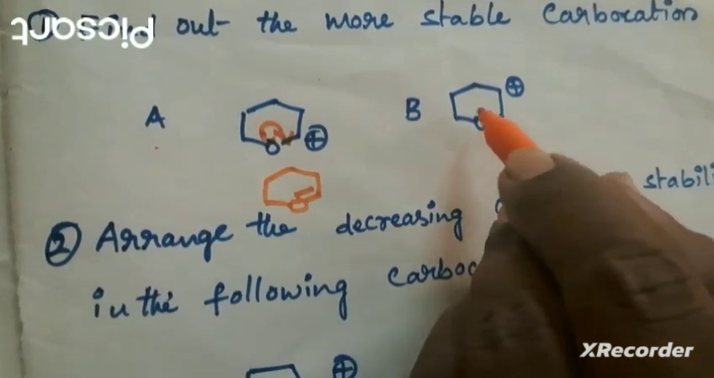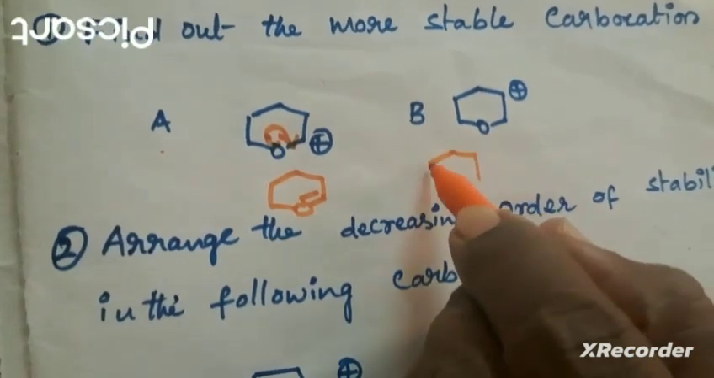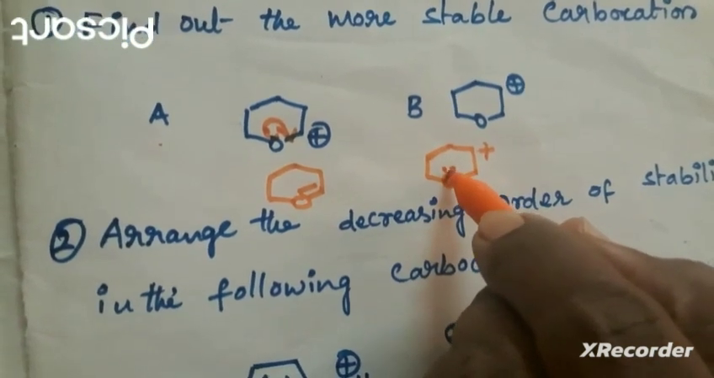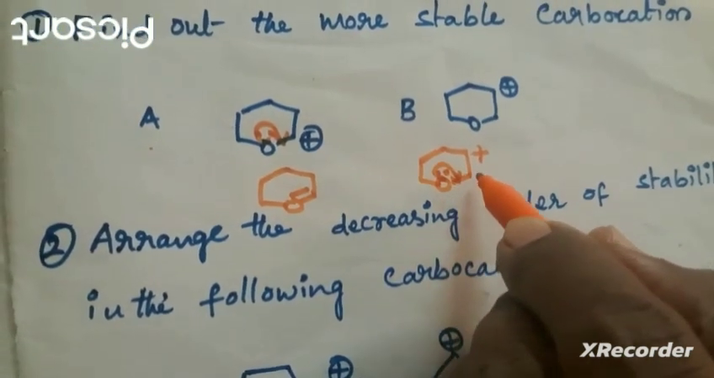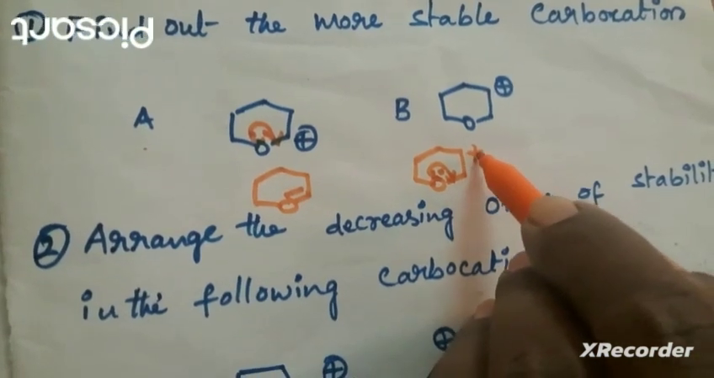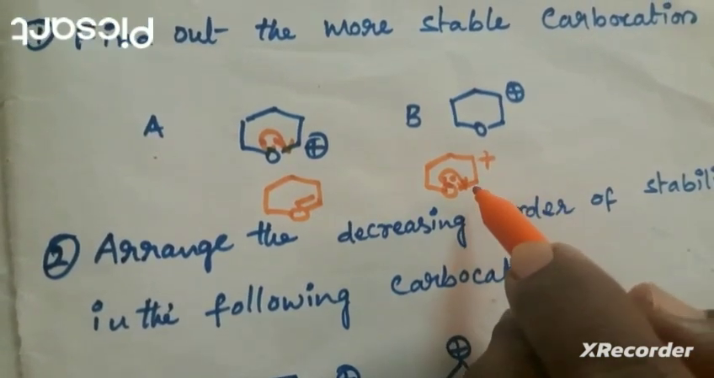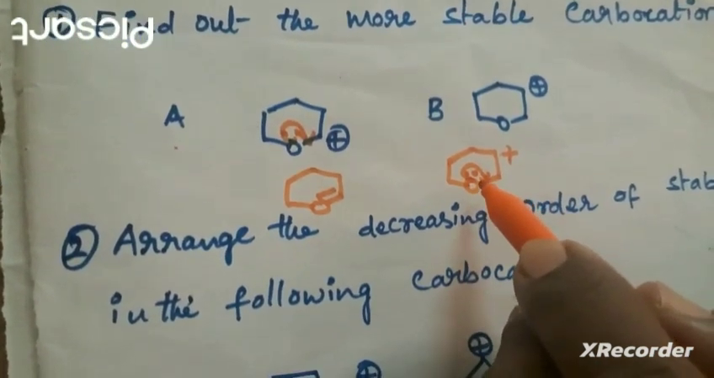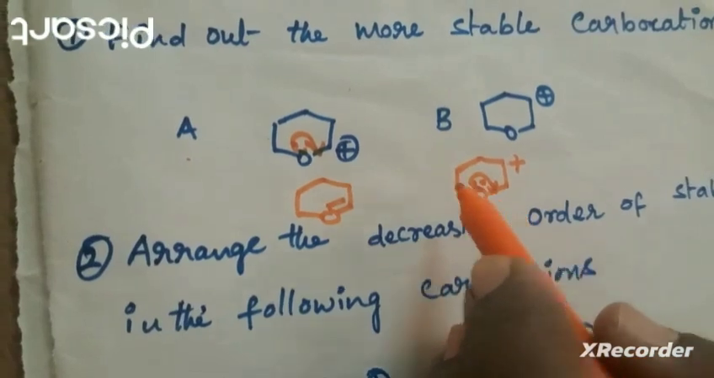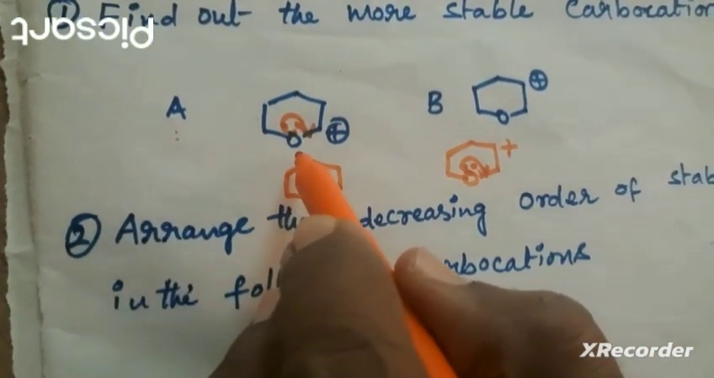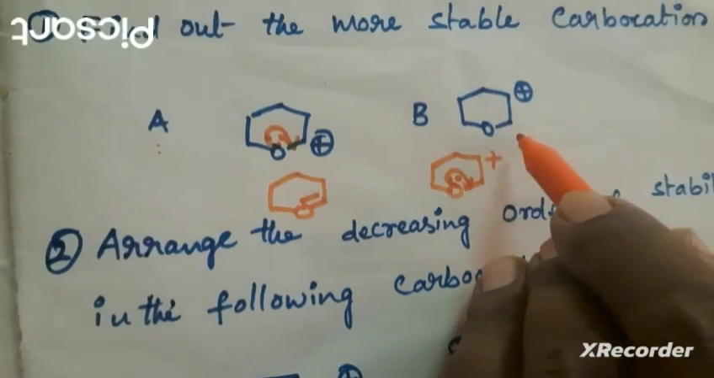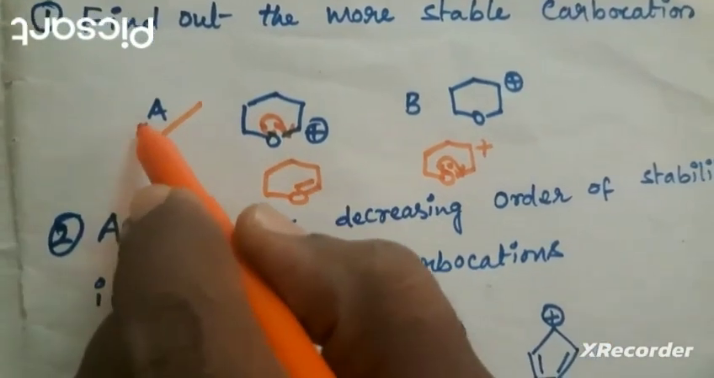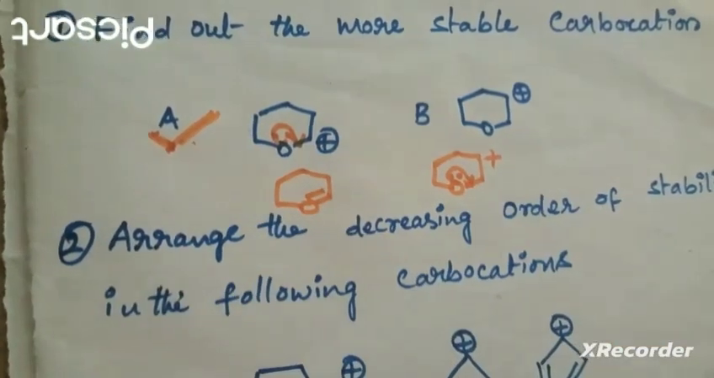Here in B you don't have that type of facility, because though the lone pair of electrons is adjacent, the positive charge is present on the next carbon, so it is not possible to get stabilization by this mesomeric effect. So structure A is the more stable carbocation compared to B. Structure A is the stable carbocation.